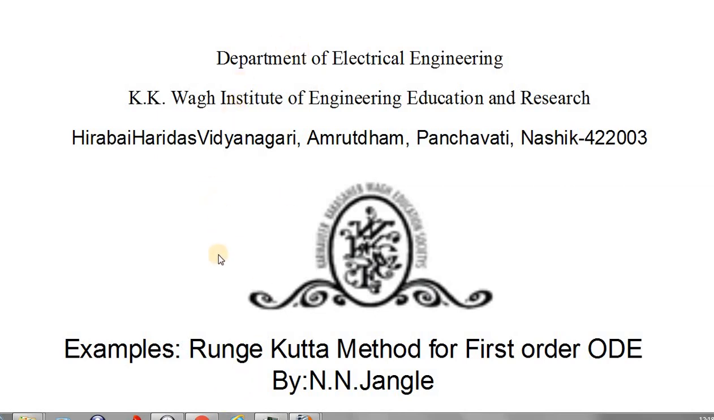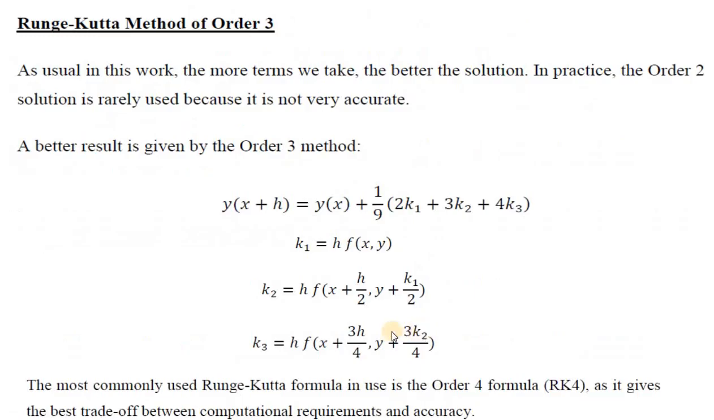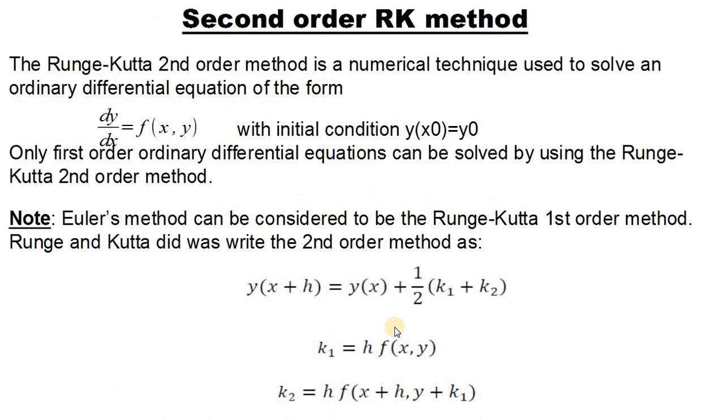Hello friends, let us begin with examples of Runge-Kutta method for first order ordinary differential equations. In previous sessions we have seen the formulas for second order Runge-Kutta method, which is given by y of x plus h is equal to y of x plus 1 by 2 (k1 plus k2), where k1 is equal to h into f of x, y, and k2 is equal to h into f of x plus h, y plus k1.